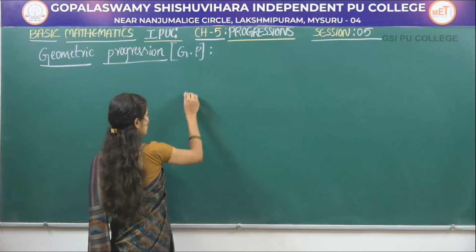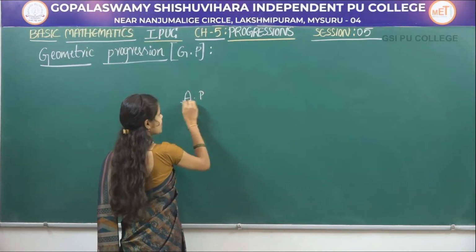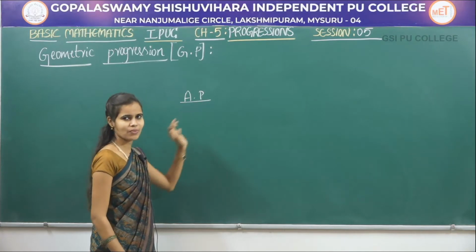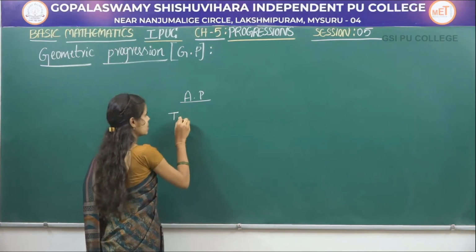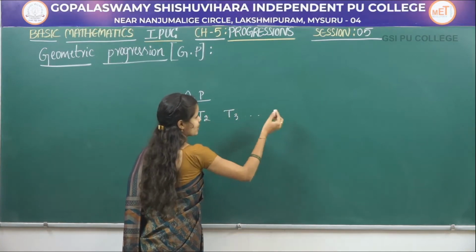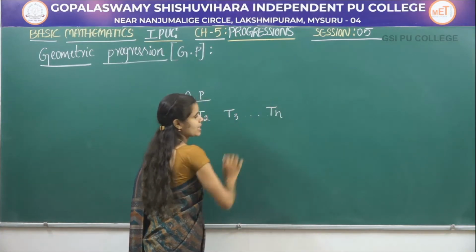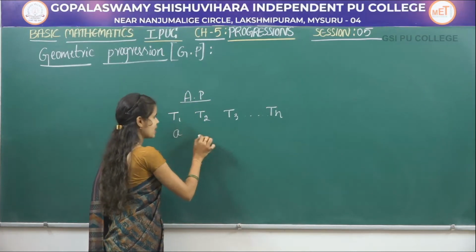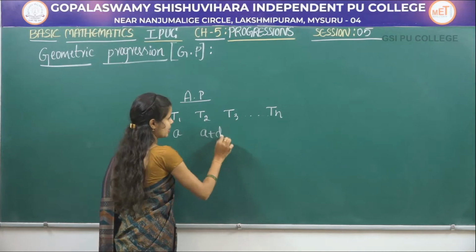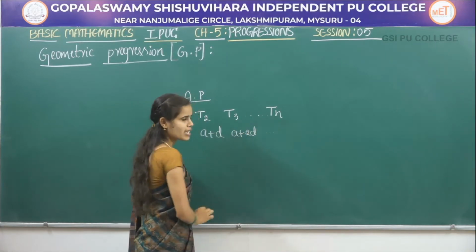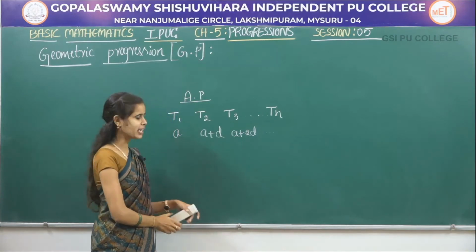So we know that arithmetic progression is a sequence in which the terms are denoted by T1, T2, T3 etc. The nth term is denoted by Tn. In arithmetic progression the terms are defined as A, A plus D, A plus 2D, and the nth term is defined as A plus (n minus 1) into D.